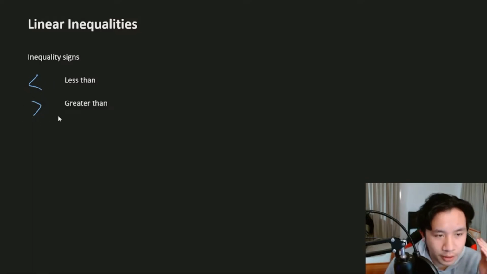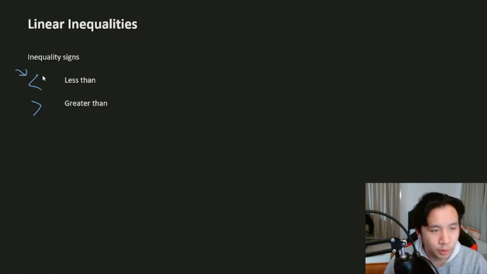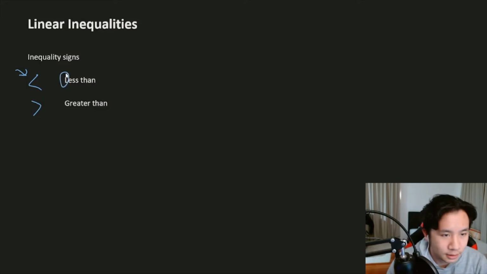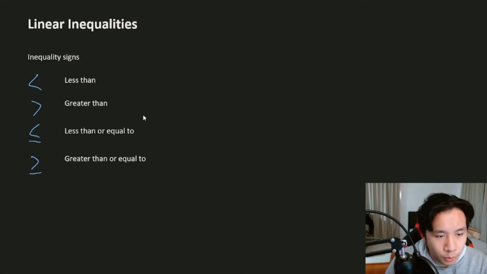Now, you don't really have to remember which one's which, but if you do want a trick, this one right here is pointing to your left, and there's an L here, so that's the way I remember it. But if you have another way, leave it down in the comments. And there's also two more. So this one is less than or equal to and greater than or equal to. And you'll know that it's these two because these have this distinct line at the bottom.